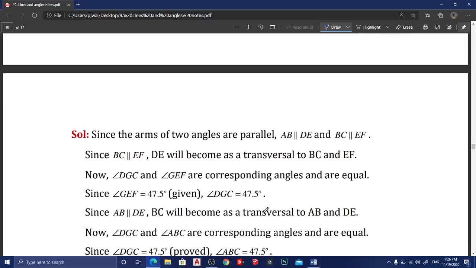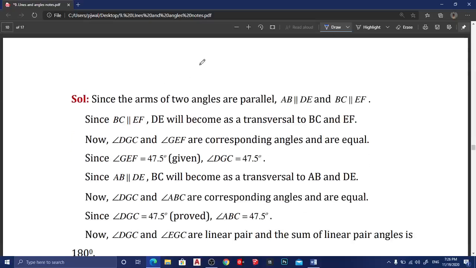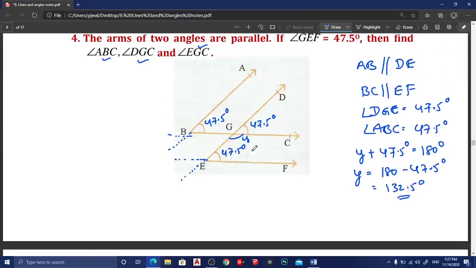Since the arms of two angles are parallel, AB is parallel to DE and BC is parallel to EF. Since BC is parallel to EF, DE will become a transversal to BC and EF. So now angle DGC and angle GEF are corresponding angles and are equal. Therefore, angle GEF is equal to 47.5 degrees, given. Therefore, angle DGC is equal to 47.5 degrees, because these two are corresponding angles to each other. Now it is over.